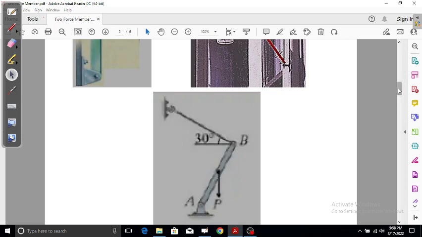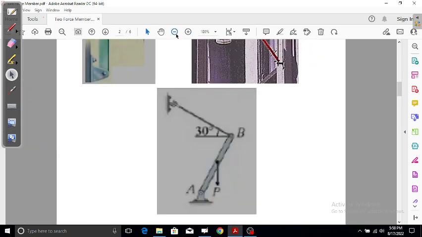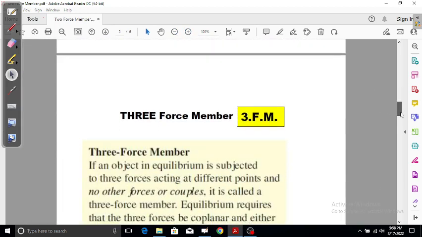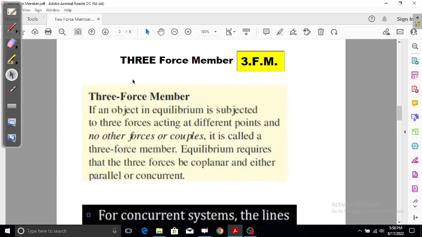Okay. Now let's jump to another page, which is going to be our three-force members. Three-force members are a little bit more typical to understand. They are also called 3FM. So I will make it easy for you by the definition. Three-force member: if an object in equilibrium is subjected to three forces acting at different points and no other forces or couple is acting on it, it is called a three-force member.